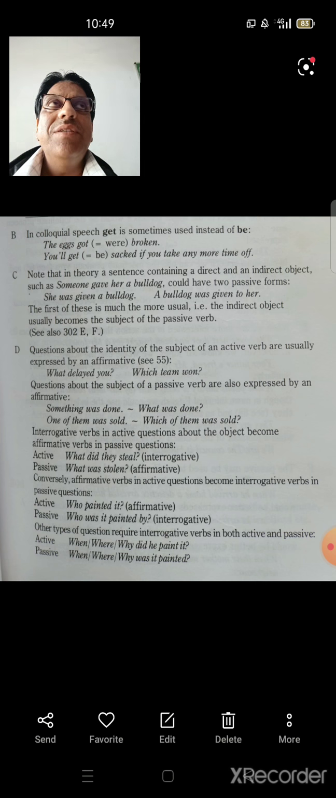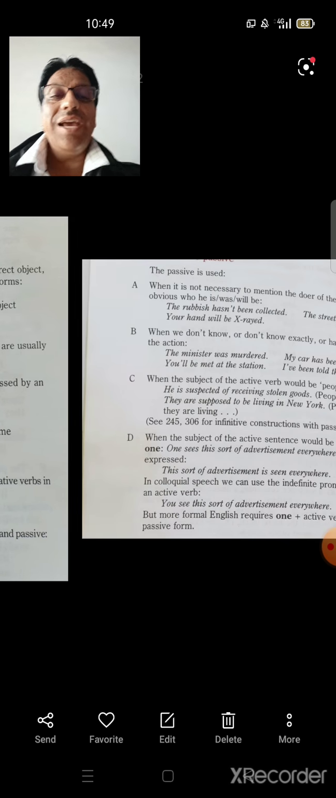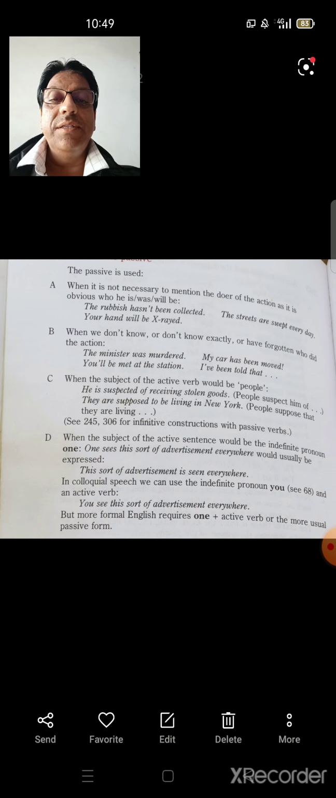Now a question arises: everything can be done in active form, so why do we need to use the passive form in the first place? There are various reasons to use passive forms. Now we are going to list the various reasons why the passive form is used instead of the active form. Now have a look at this page for very common things where activity is more important than the doer.